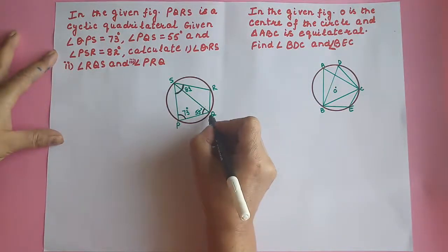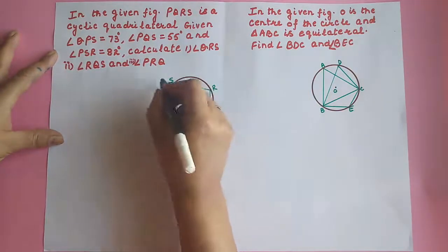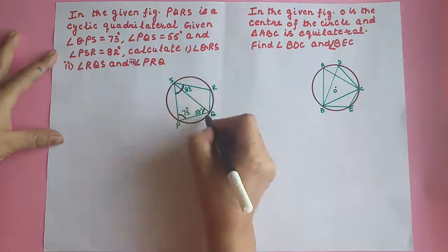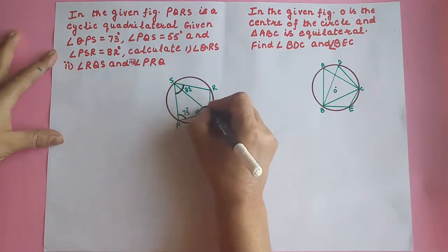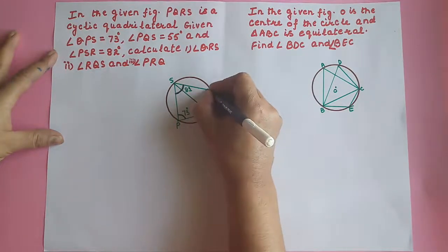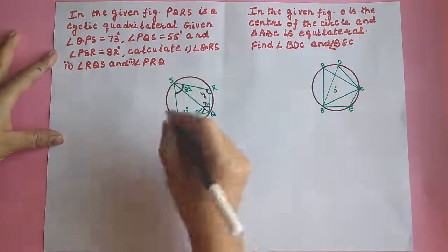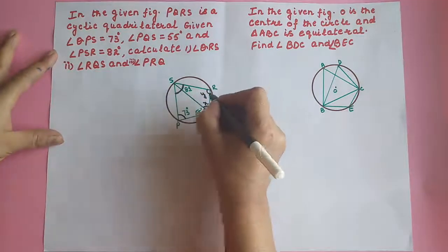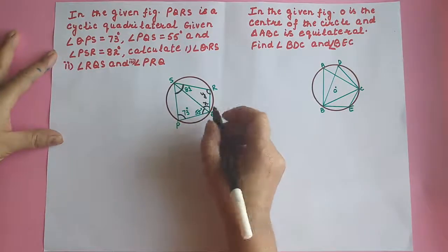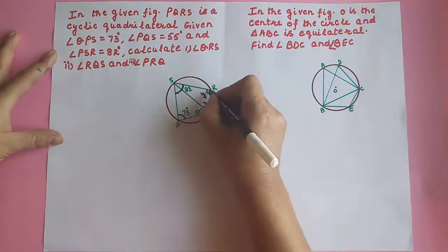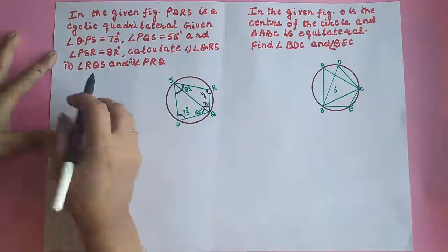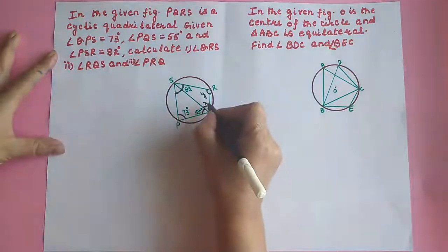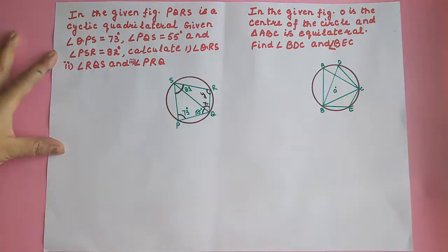Calculate angle QRS, angle RQS, let's name this angle as X, this as Y, and angle PRQ. Okay, so that means we have to join this. We will do that later on, but first we will find angle X and angle Y.